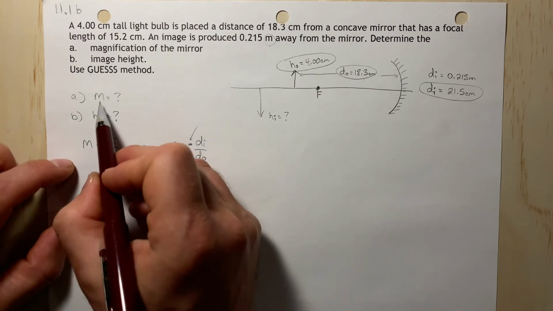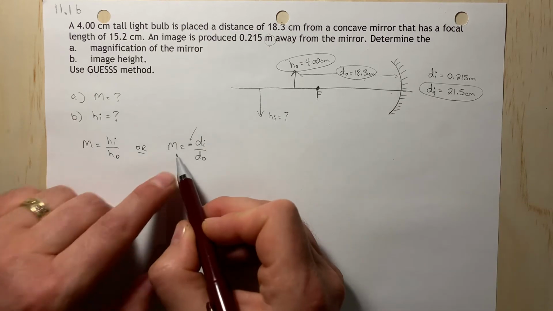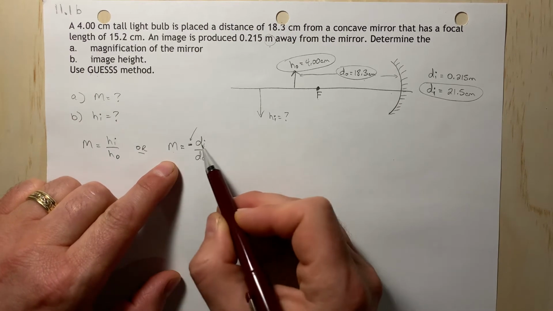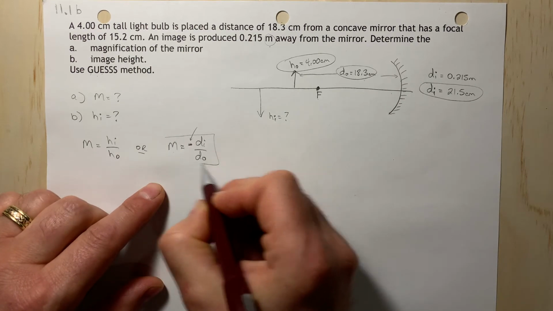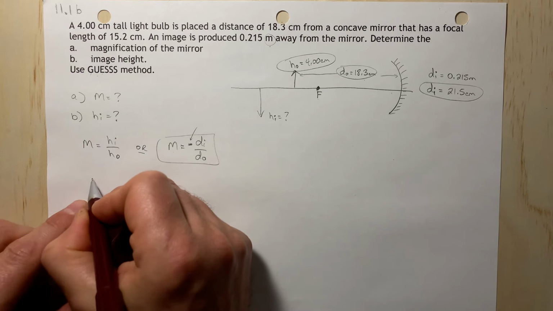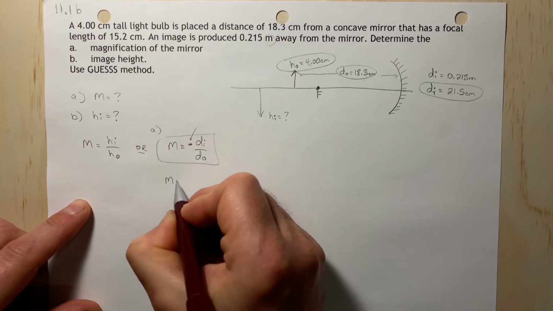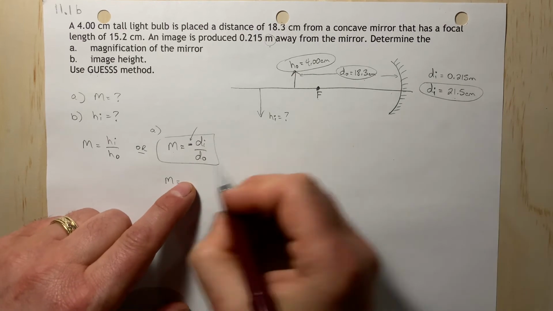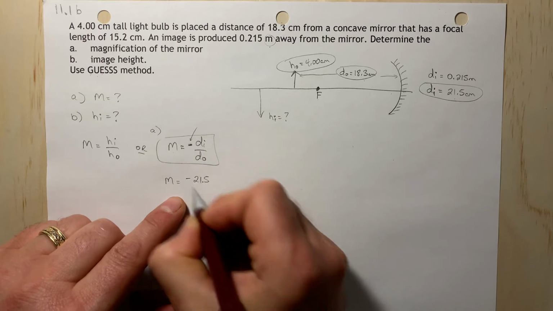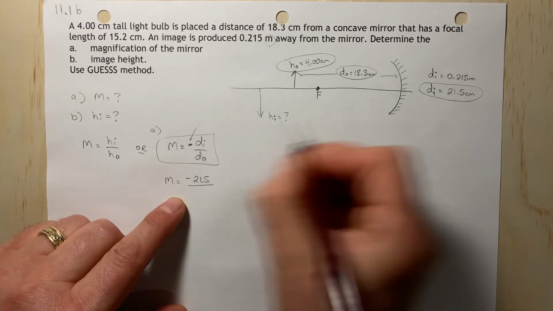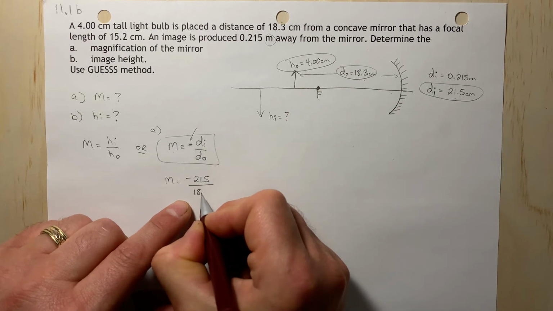When I look at this, if I'm looking for magnification, I need to know both heights. I don't know both heights. If I look at this equation to find magnification, I need to know both distances. I have both distances. Okay, so this is the equation I'm going to use. So for part A, let's sneak it right here. For part A, magnification is whatever DI is. Okay, so 21.5, and remember this negative is part of the equation. So that negative times that number divided by distance of the object, 18.3.